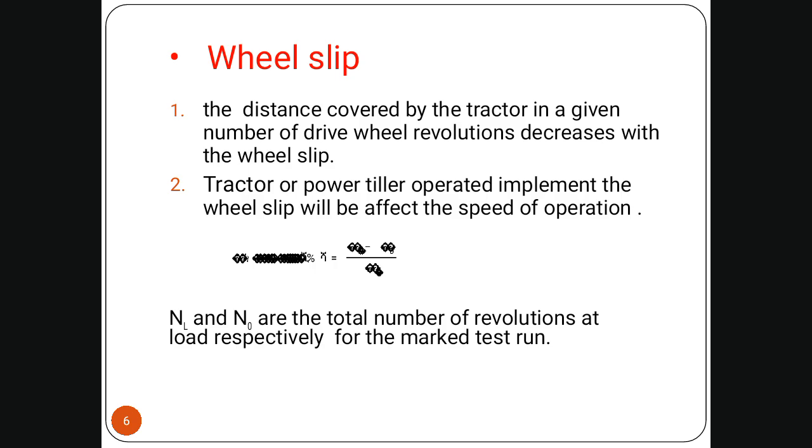Now the wheel slip. The distance covered by the tractor in a given number of drive wheel revolutions decreases with the wheel slip. For a tractor or power tiller operated implement, wheel slip will affect the speed of the operation. And we calculate the number of revolutions in the load or no load condition for the marked test run.